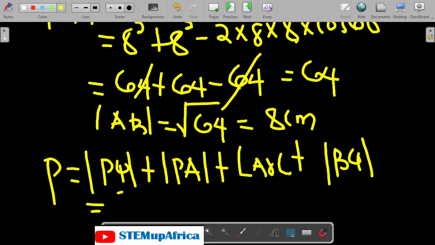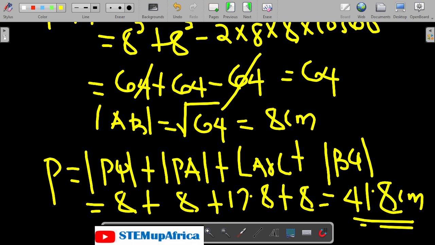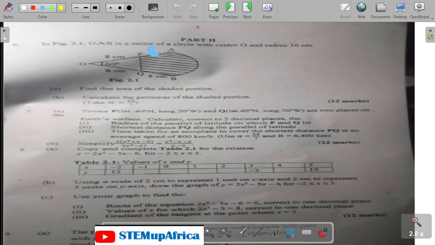So what are we having? Maybe 8 plus 8 plus 17.8 plus 8. What does that give us? 41.8 centimeters. That is the solution to question 6b. So let's go to question 7, question 7a.